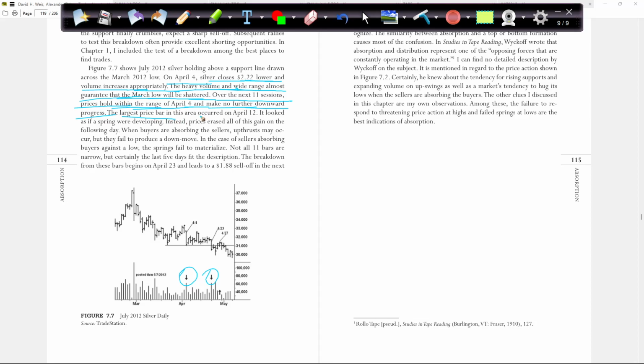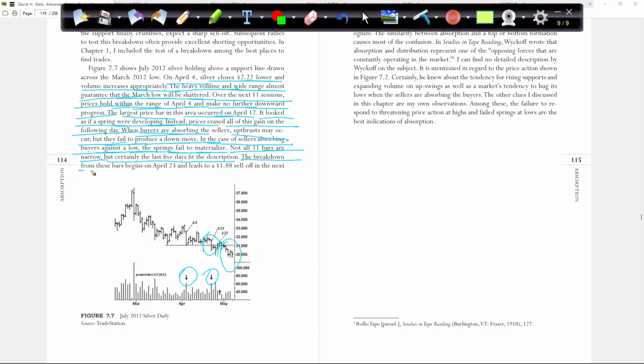Okay. The largest price bar in this area occurred on April 12th. Okay, it looked as if a spring were developing. Instead, prices erased all of this gain on the following day. Here, when buyers are absorbing the sellers, upthrusts may occur, but they fail to produce a down move. In the case of sellers absorbing buyers against a low, the springs fail to materialize. Note all 11 bars are narrow, but certainly the last 5 days fit the description.